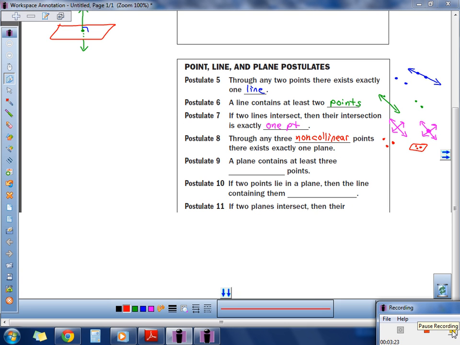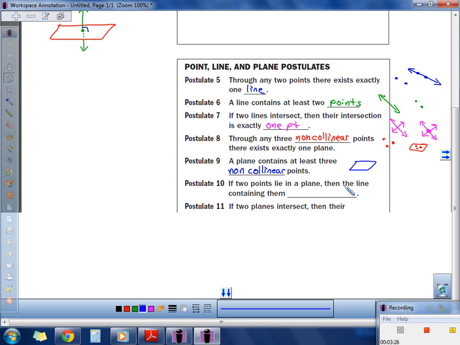The next postulate is postulate number 9. It says a plane contains at least 3 non-collinear points. If you are not drawing the pictures out to the side, you're probably going to have trouble today, especially on your homework. So once again, a plane contains. So what should I draw first? A plane. So if we have a plane, then how many points are on that plane? At least 3. So then we can have 3. It has at least 3 points on it. If we have a plane, then there are at least 3 points on it.